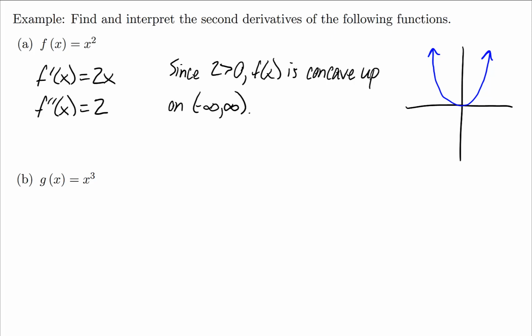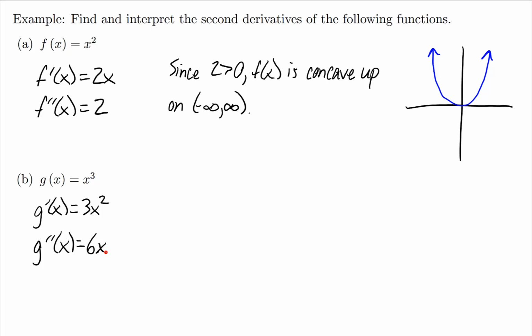Let's do the next one. g prime of x would be 3x squared. And then g double prime of x, remember when you bring the 2 to the front, multiply it by the 3 that's already there. That gives us 6, and then x to the 1 is what remains.